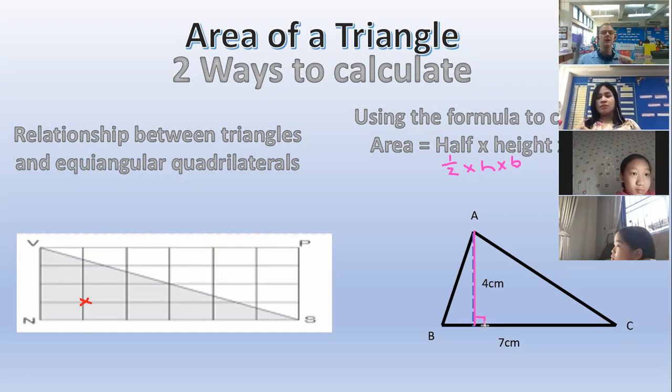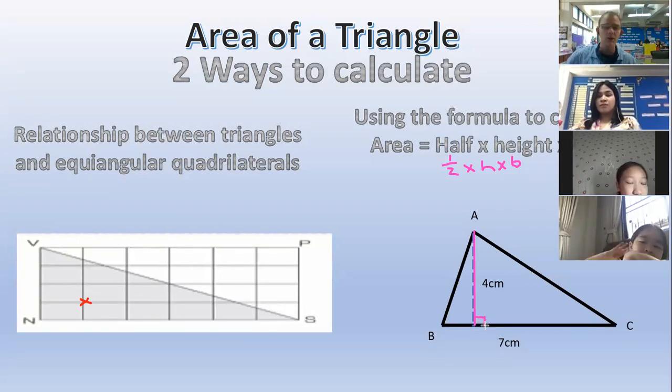So the height is measured by drawing a line perpendicular from the apex to the base, so that when it gets to the base, it has a 90-degree angle. How can we test that? By using our protractor to measure the angle of the base. And that's how we will calculate the height.